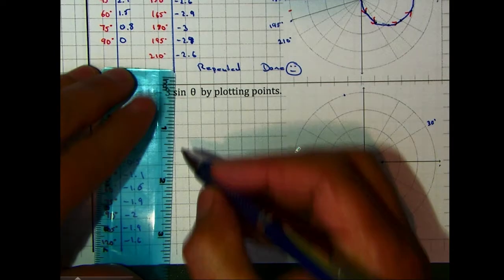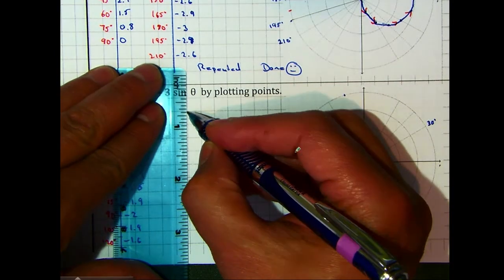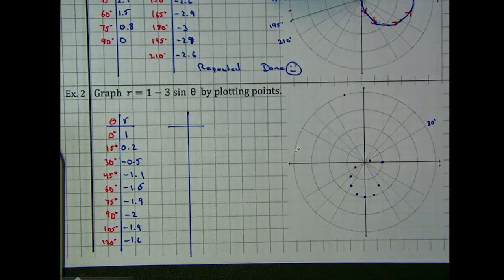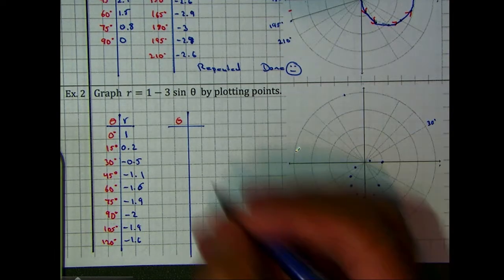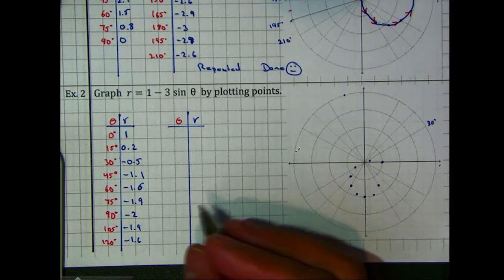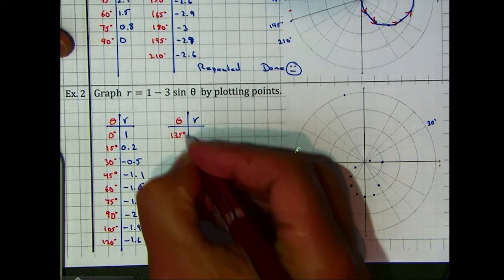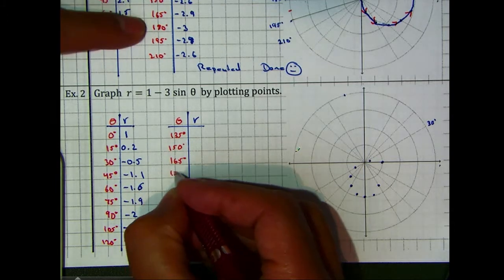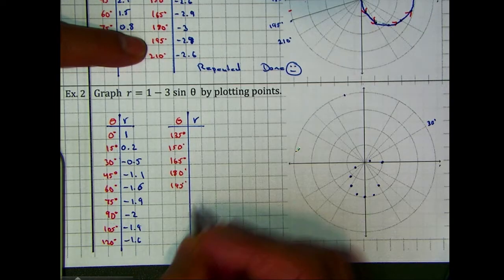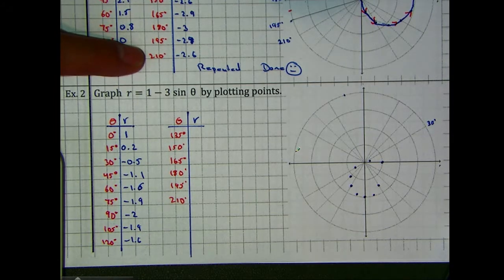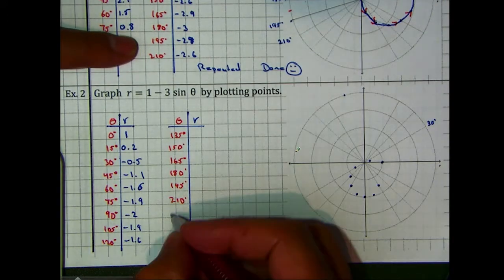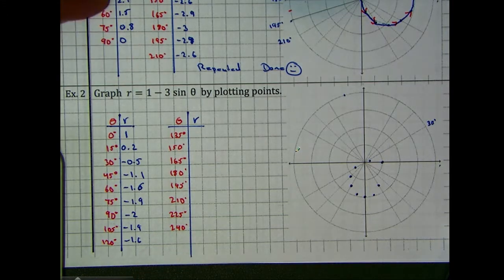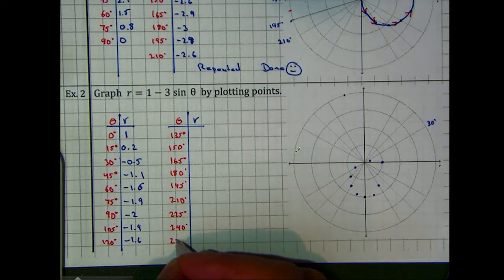We continue with another table of values. I'm plugging values for theta, gives me values for r. So it'll be 135, 150, 165, 180, 195, 210. After 210 plus 15 will be 225, 240. After 240 will be 255.